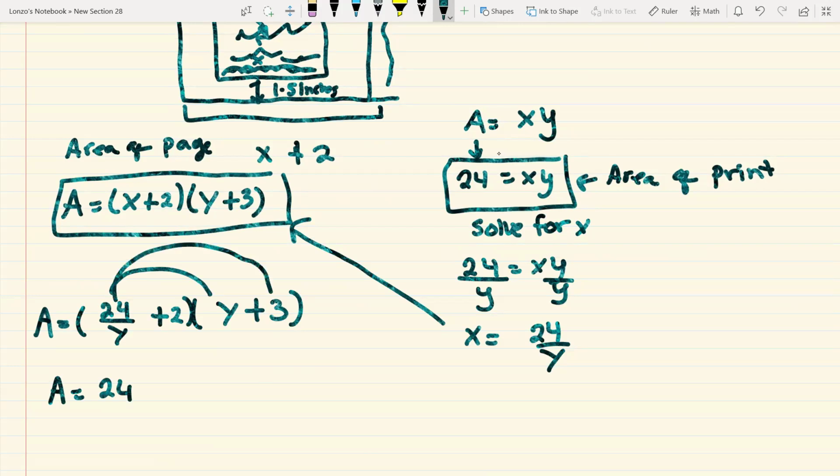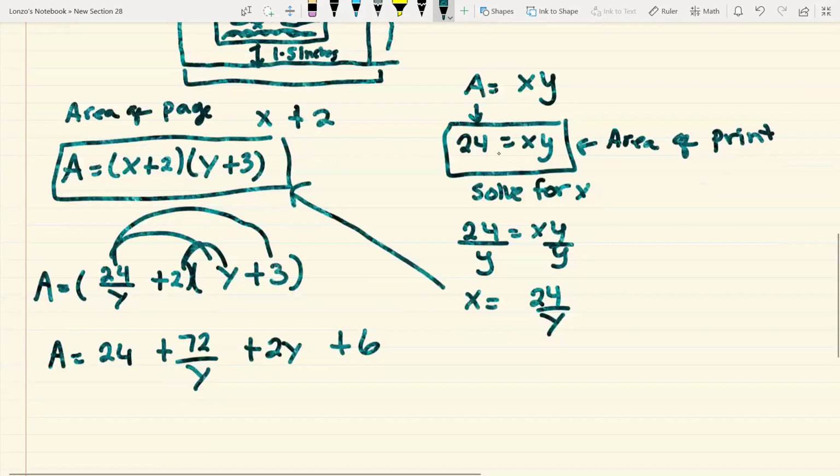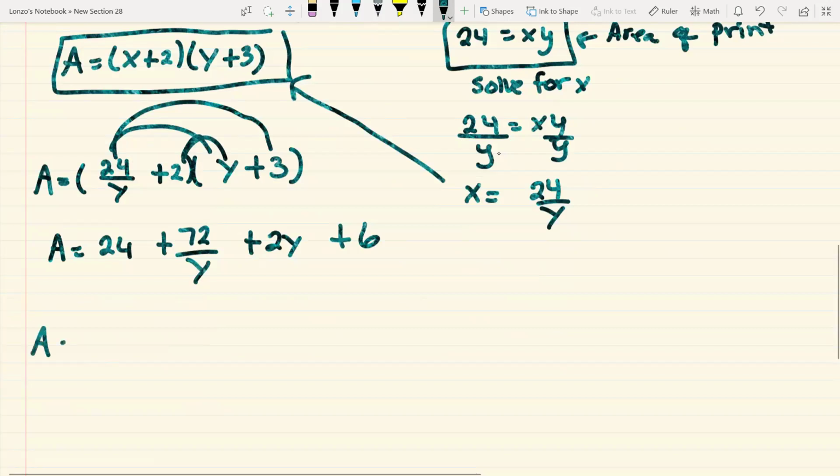24 over y times 3 would be 72 over y. 2 times y is 2y. 2 times 3 is 6. Is there anything we can do? We can collect like terms, right? 24 plus 6 is 30, plus 72 over y, plus 2y.